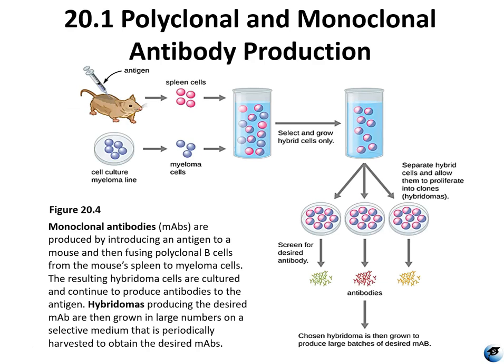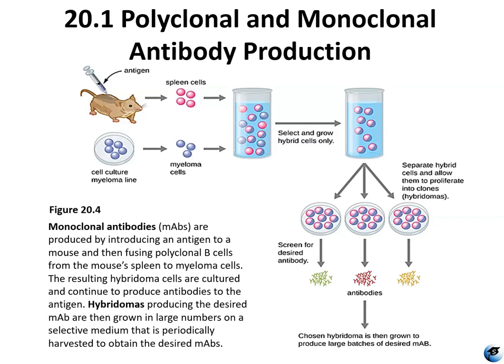These are produced by introducing an antigen to an animal and then fusing the B cells from the mouse, in this case, to myeloma cells. And what you have is what is called a hybridoma. Hybridoma cells have been cultured. They continue to produce antibodies, and hybridomas that are producing the desired antibody are grown out in large numbers on a selective media. And you can periodically harvest that media to get the antibodies that you want.